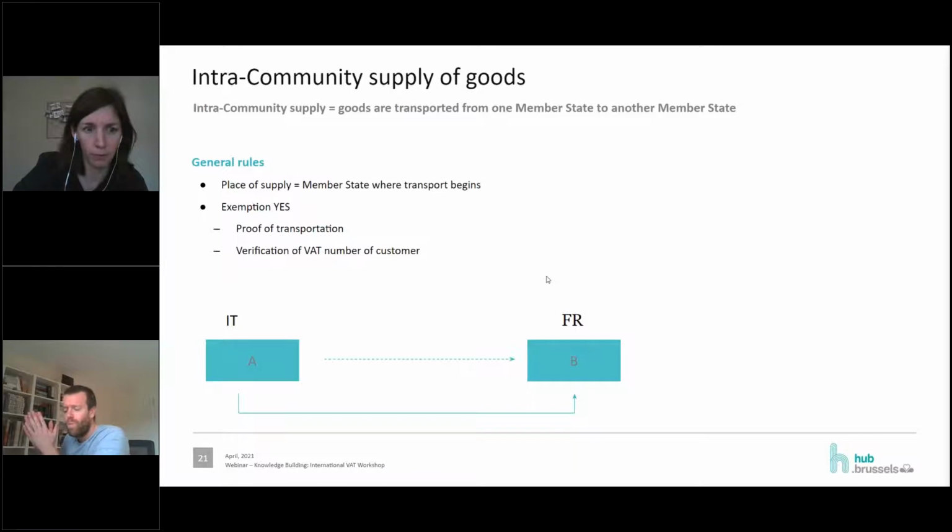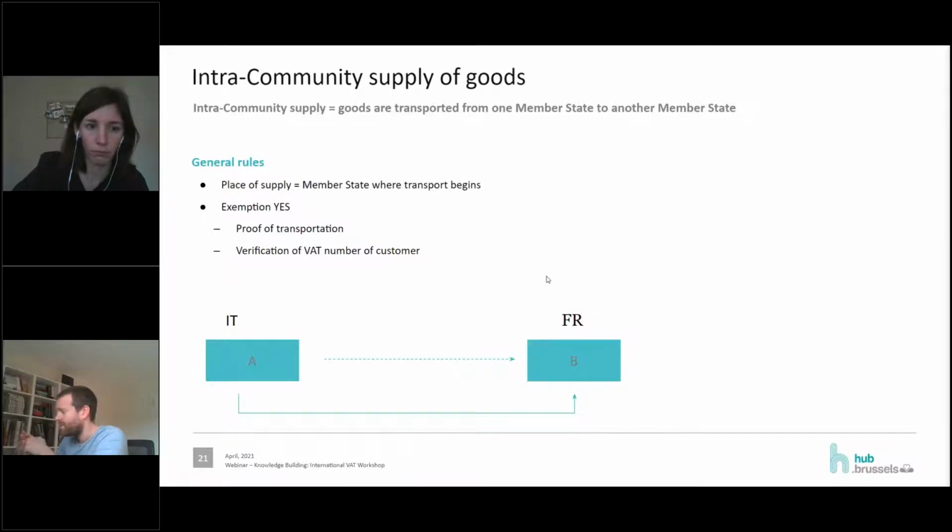And what is different here? Why does it not qualify as a local supply of goods? Because it involves two EU countries. And again, that's why the 5 questions are so important. In principle, the place of supply is the member state where transport begins.